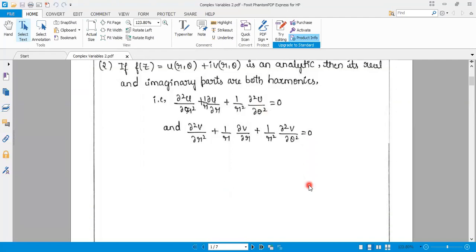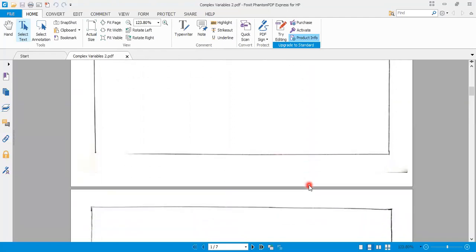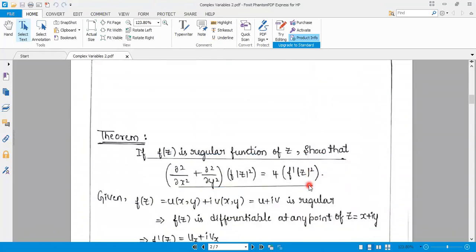Now let us discuss an important theorem under harmonic function. If the complex valued function f(z) is regular, then ∂²/∂x² plus ∂²/∂y² of |f(z)|² equals 4 times |f'(z)|². Now let us prove this.